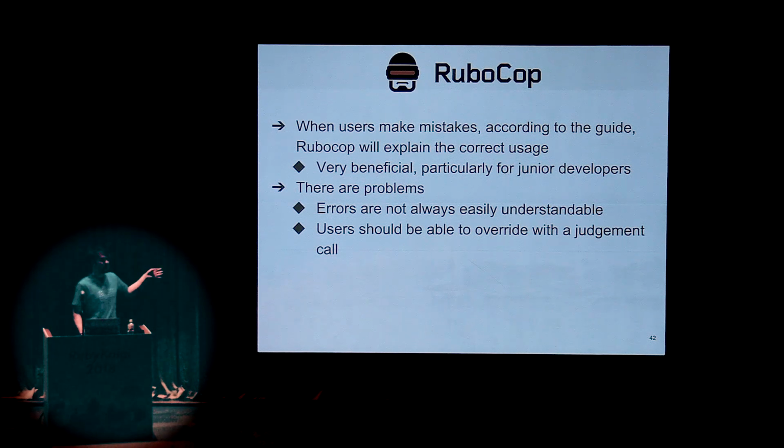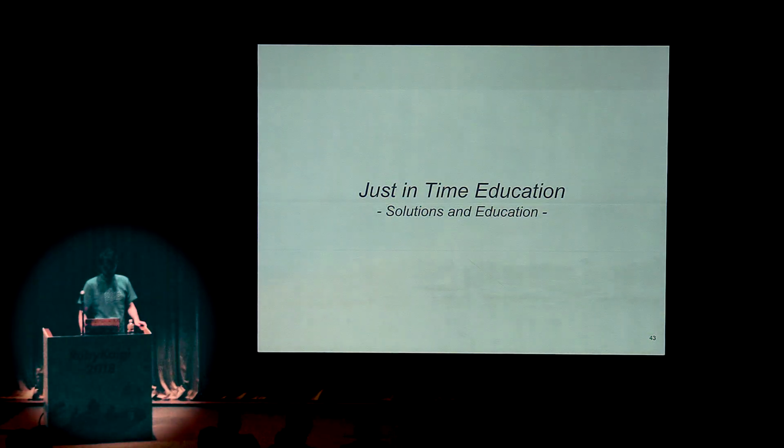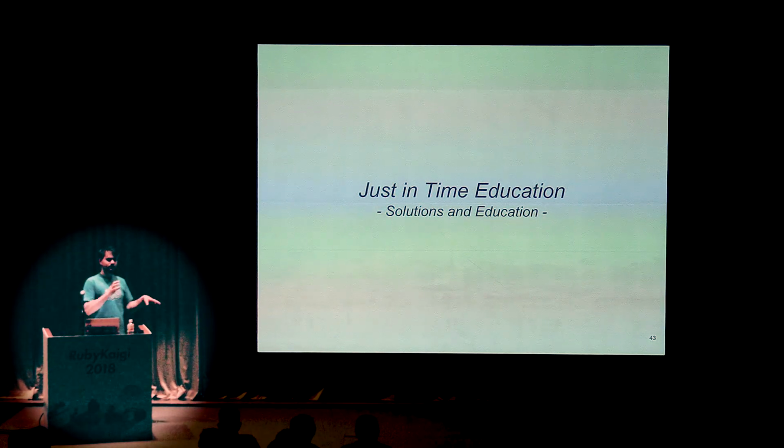But there are problems. The errors aren't always that great. They just say, like, hey, don't do this. And as I just said, I'm not a fan of that kind of error. But also, users should be able to override with a judgment call, and you can disable those specific rules. And so this moves into a topic that I've been touching on throughout this talk: just-in-time education.